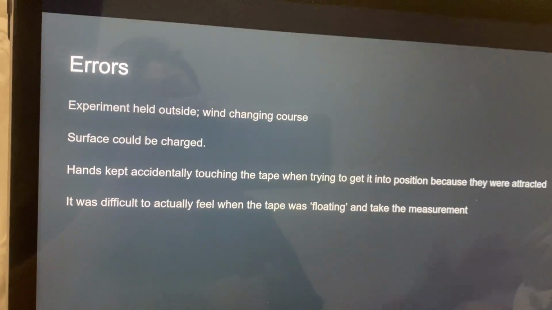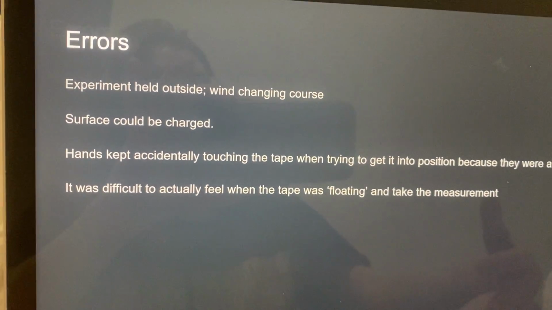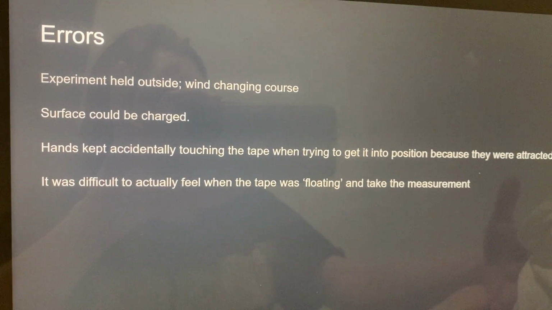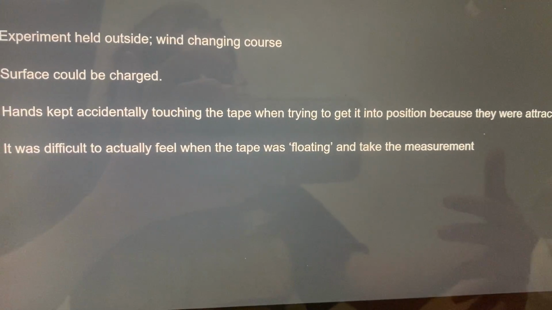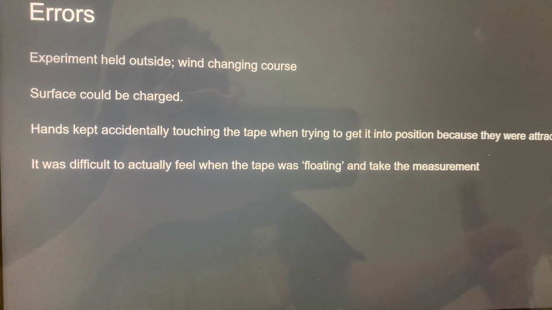And then, what are some errors? We had our experiment outside, which was tough because of wind, and it was hard to see. The surface could have been charged that we were using. Our hands kept touching the tape, which might have messed with the charges, and it was difficult to tell when the tape was floating to make the measurement.